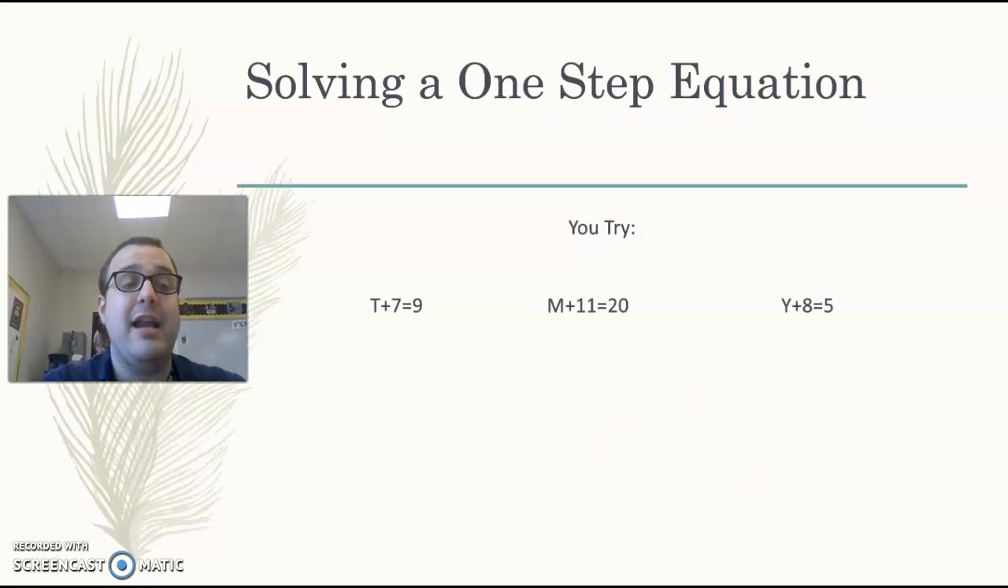I want you all to go ahead and try these 3 problems I have here. I want you to do exactly what we just did. So add or subtract to solve for whatever the missing variable is. We have t, m, and y you're going to be solving for. So pause the video, try those 3, and then come back and we'll check our answers together.